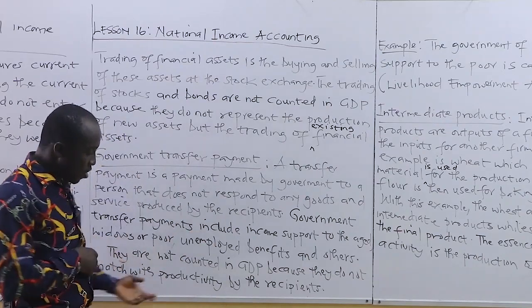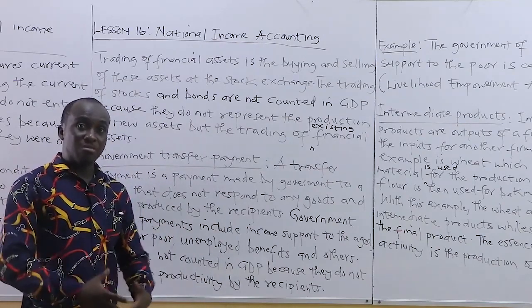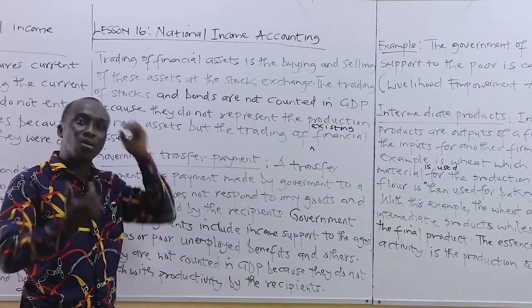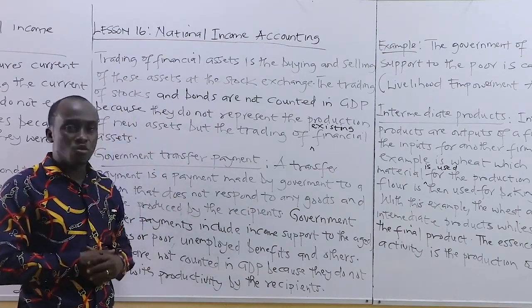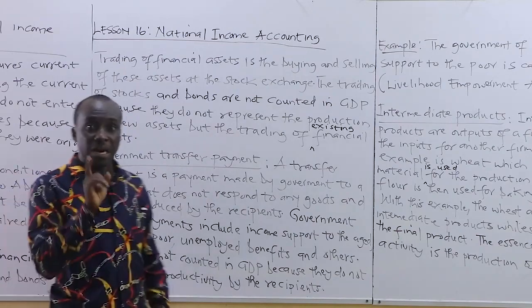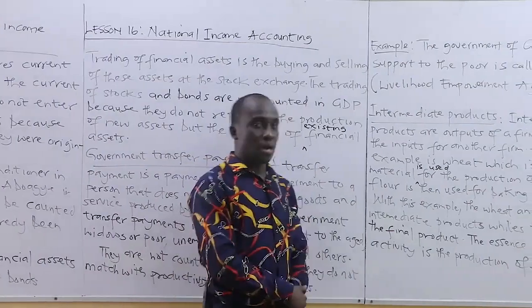In the US, they have unemployment benefit. In the UK, it's called something like furlough. Furlough is also money government gives to people who are in need. So everywhere in the world, they do these things to support people who are economically disadvantaged. Such money we call government transfer payment. And it's not added to the year's GDP because the money they receive does not match with productivity.